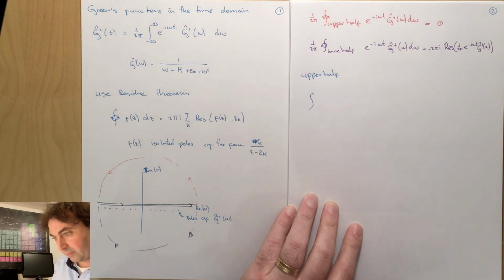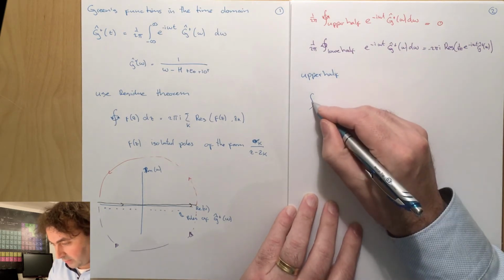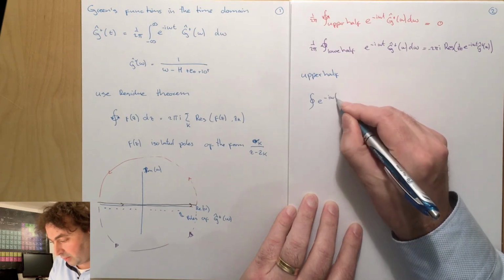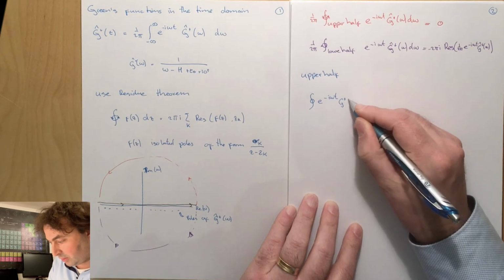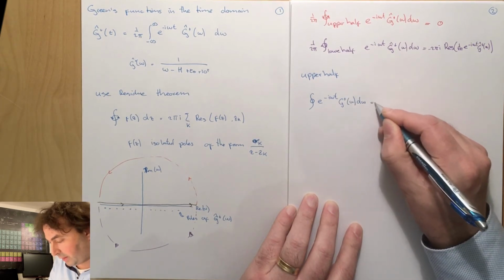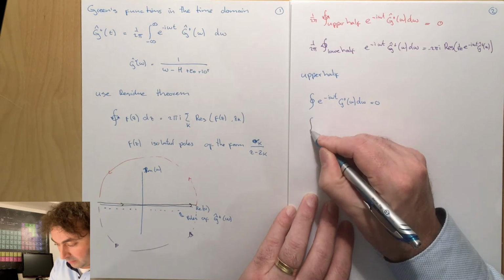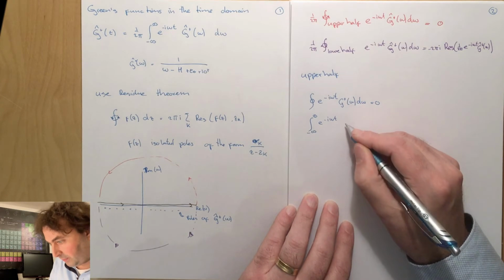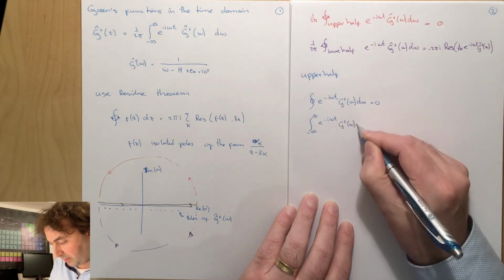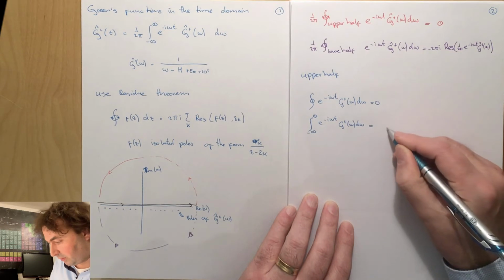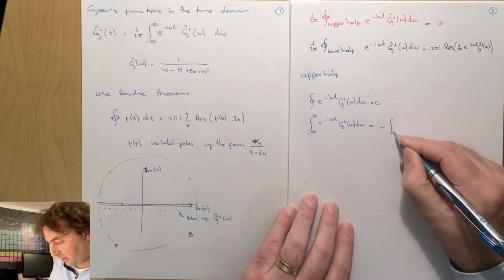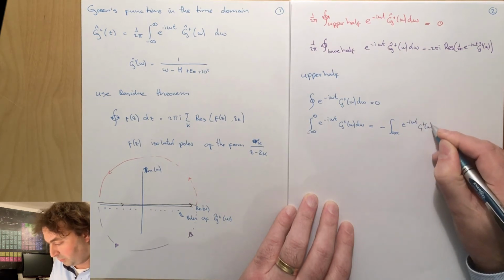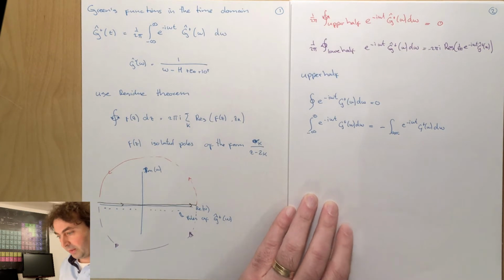So what we know is that the integral over our contour of e to the minus I omega t g plus omega d omega is 0. Therefore, the integral that we want to calculate, e to the I omega t g plus omega d omega, is equal to minus the integral over the arc, e to the minus I omega t g plus omega d omega.